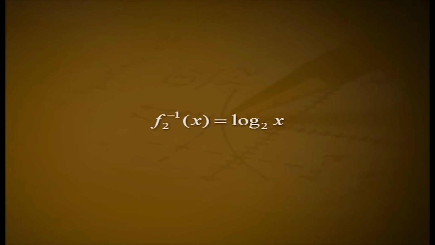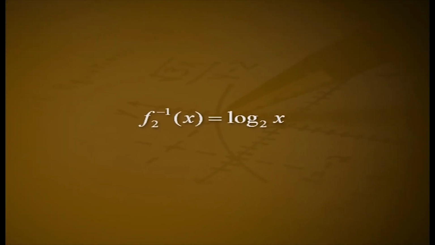Similarly, suppose we restrict the codomain of the exponential function f2 of x equals 2 raised to x to be the set R plus of positive real numbers. Then f2 is one-one and onto, and its inverse is the logarithmic function to the base 2, given by f2 inverse of x equals log x to the base 2.